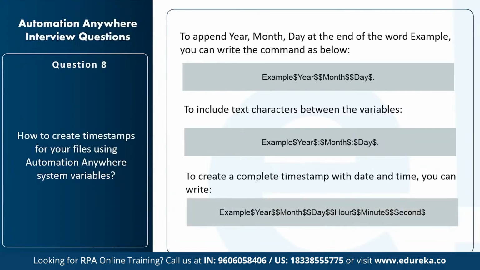Now apart from this, if you want to create a complete timestamp with date and time, you can just write example $year$, $month$, $day$, $hours$, $minutes$, $seconds$, and $. So that's how guys you can create timestamps for your files using Automation Anywhere system variables. You mainly have to use the year, month, day variables so that you can create them. So just in case if you want to configure the format of the date variable, then you can just go to Tools, Variable Manager, System Variable, and Date.